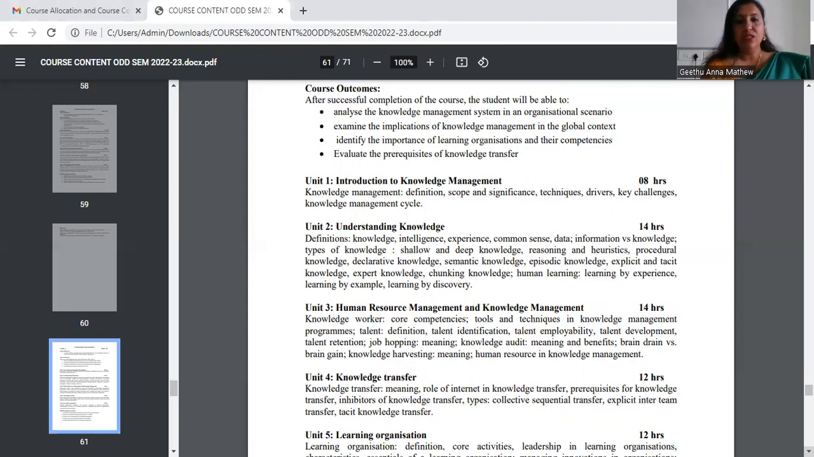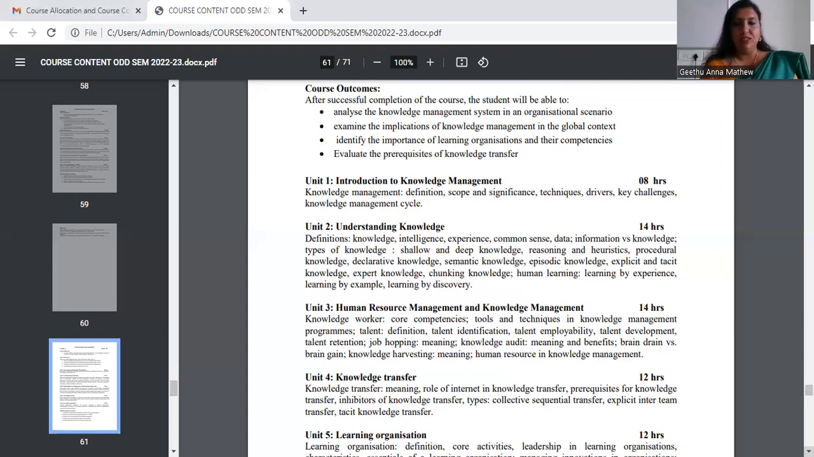What are the topics we are going to cover in Unit 2? Understanding knowledge. In that, we are going to discuss different types of knowledge. First the definition of knowledge, intelligence, experience, common sense, data, information versus knowledge, and types of knowledge: shallow and deep knowledge, reasoning and heuristics, procedural knowledge, declarative knowledge, semantic knowledge, episodic knowledge, explicit and tacit knowledge, expert knowledge, chunking knowledge, human learning, learning by experience, learning by example, and learning by discovery. That is all about understanding knowledge, our second unit.